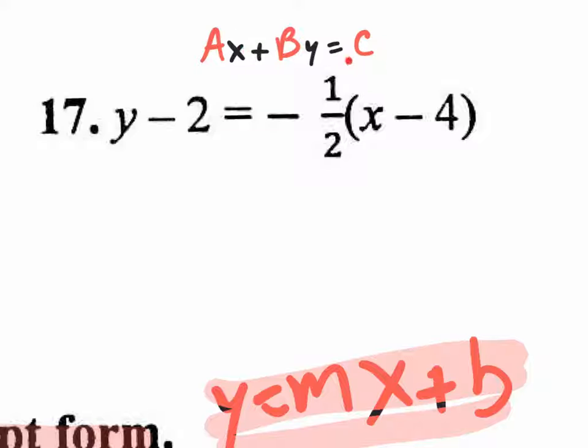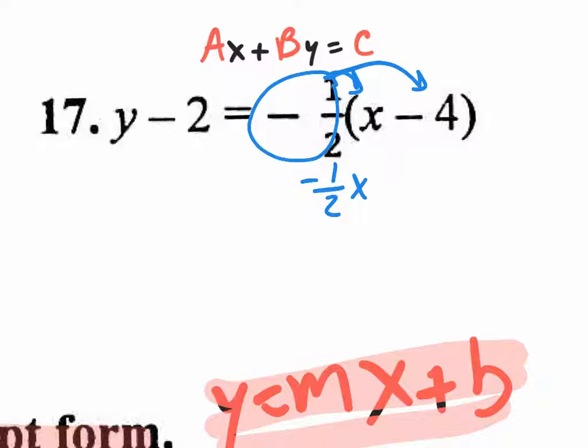So one method is to recognize that this is in point slope form and you don't want these parentheses. Obviously, standard form doesn't have parentheses, so we need to get rid of these parentheses, and one method of getting rid of those parentheses is to distribute the negative half into both terms. So I'm going to distribute negative half times x. That'll give me a negative 1/2 x, and negative half times negative 4.